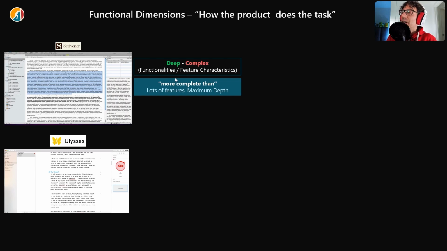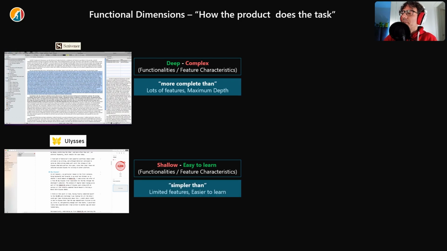Ulysses saw that and is like, everyone is deep, that's great, but they are also complex. So we are going to go against that. We are going to become easy to learn. We will have less functionalities. Each functionality is going to have less feature characteristics. That makes it simple. They will present themselves as, hey, this is easy to learn, easy to use, which also has a trade-off, it's shallow. But you can see how these two are completely different.